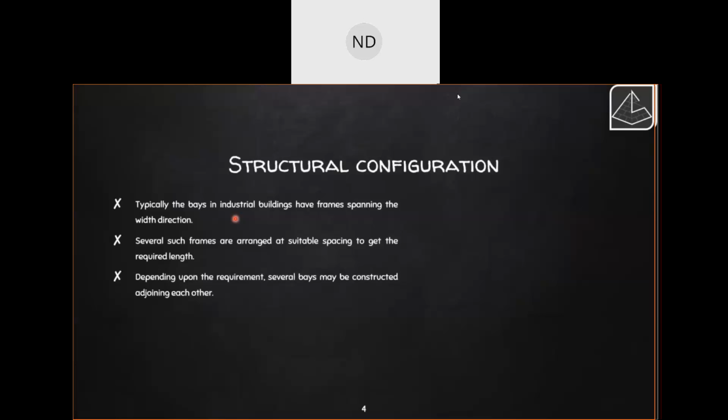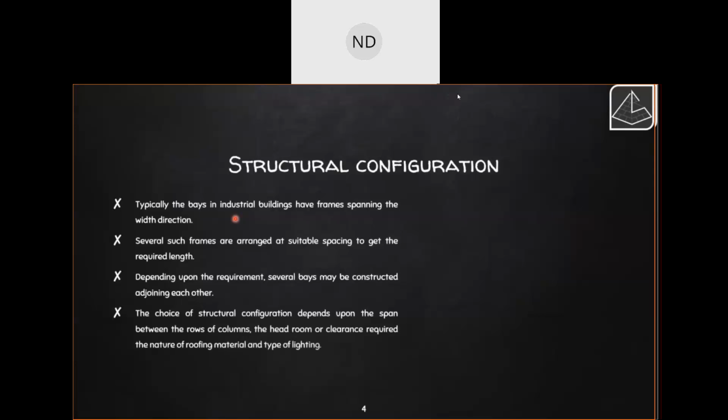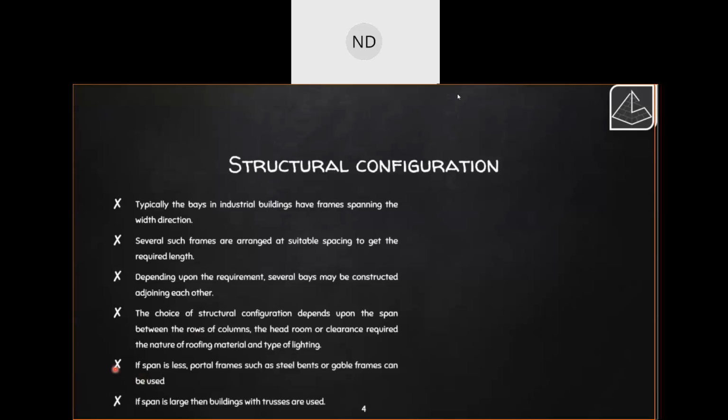Depending upon the requirement, several bays are constructed adjoining each other. The choice of structural configuration depends upon the span, the rows of the columns, headroom or the clearance required, the nature of material, and the type of lighting. So we'll be talking about the structural configuration in this lesson at the end. If the span is less, portal frames like steel frames or gable frames are used. If the span is large, then trusses are used. This we are talking about the span of the portal frame.